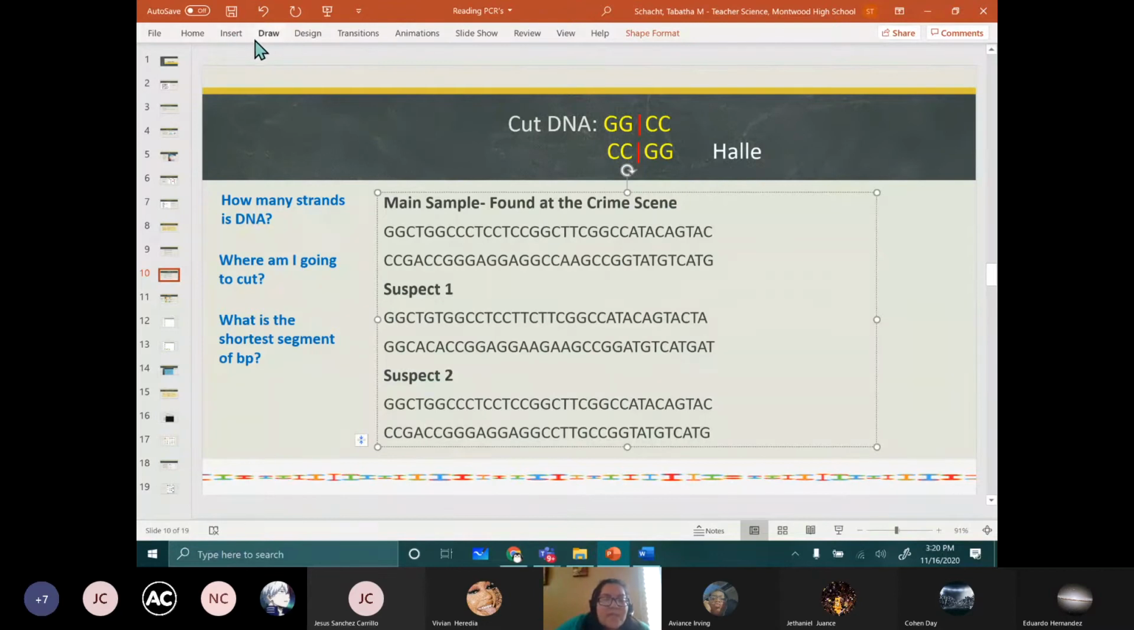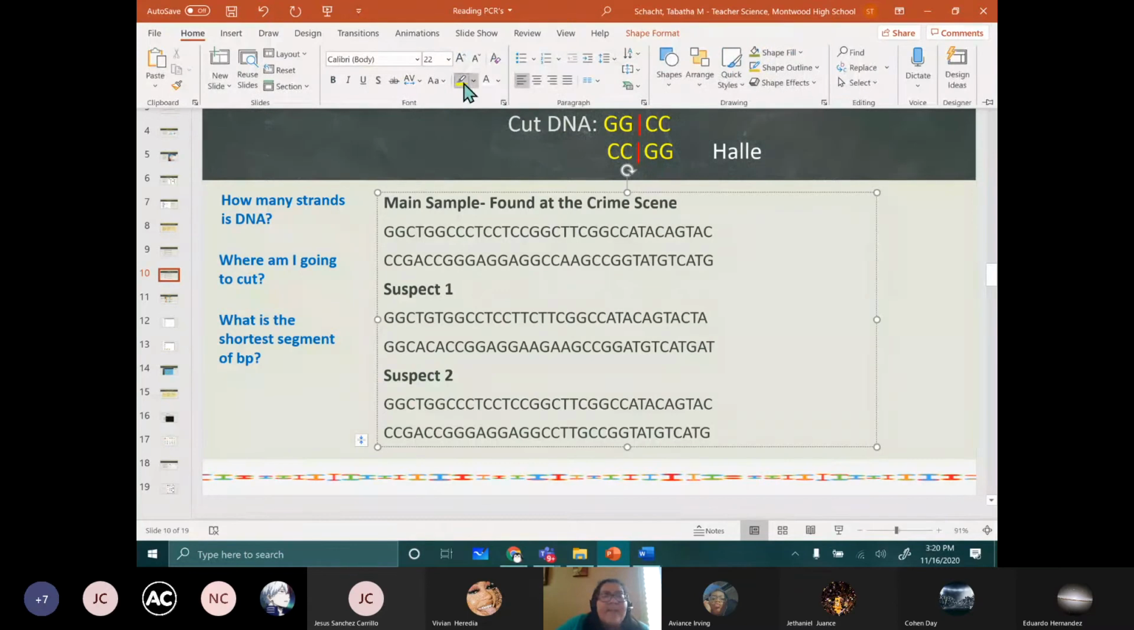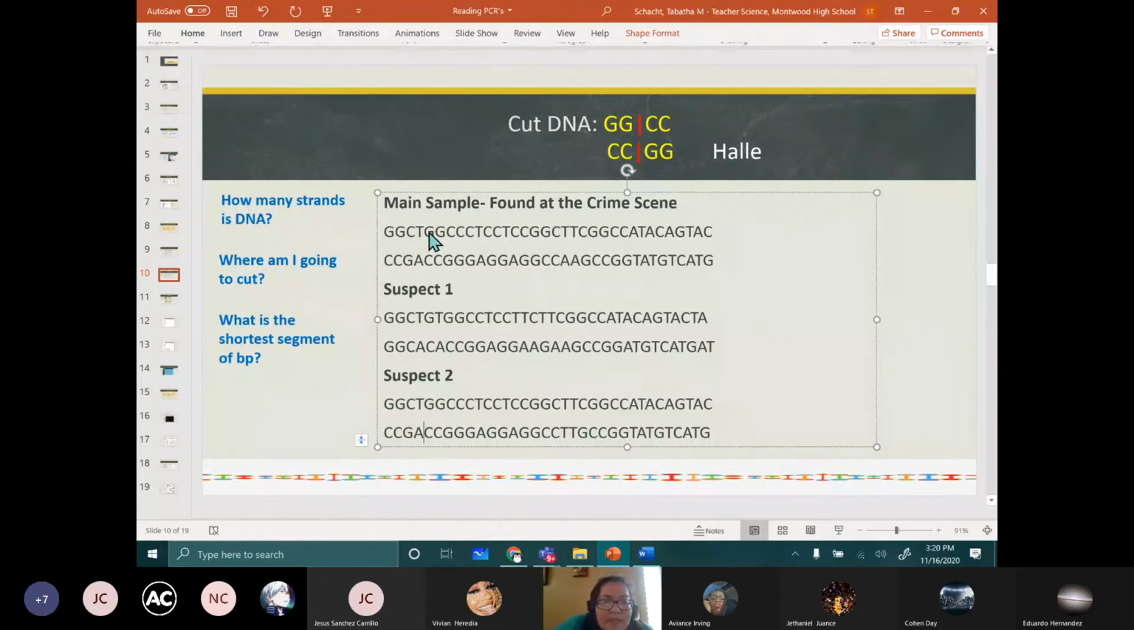Now here's what's super important. It has to be GGCC. It can't be GACC. It can't be GGCA. It has to be exactly GGCC. So let me show you guys what I mean. I'm going to highlight one of the examples. If I look at it, it matches GGCC on top, and on the bottom, it would be CCGG. So GGCC on top, CCGG on the bottom.